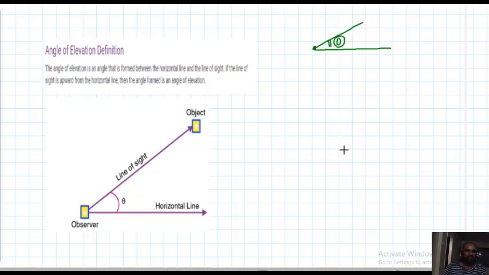Okay students, listen here. For example, this is the ground. The object is here. The person's eye is here. You want to observe that object. First of all, you need to join the eye and that object. This is called line of sight or vision ray. And through that eye, you need to draw a line parallel to the ground. So that is called horizontal ray.